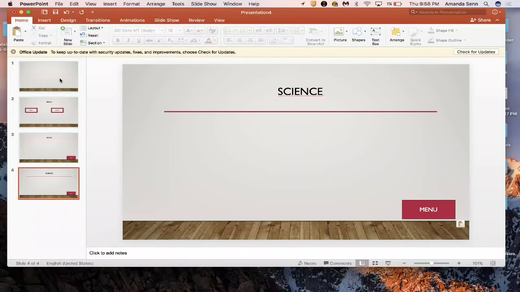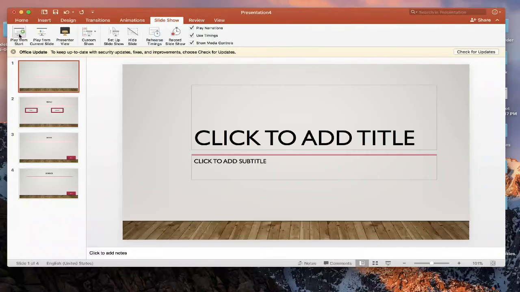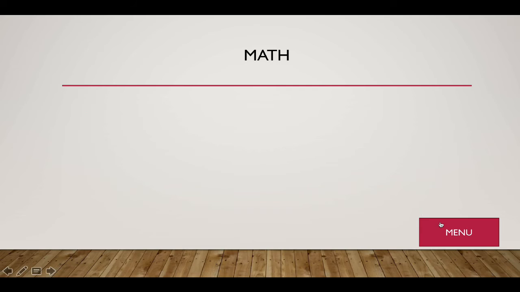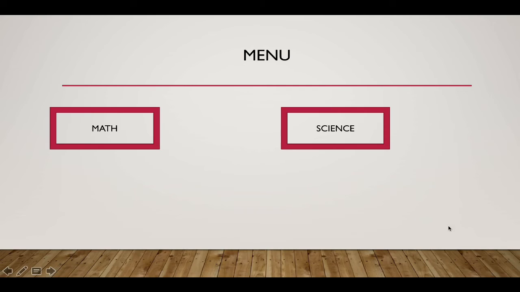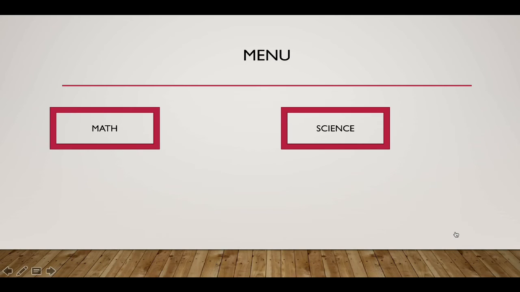So if I wanted to check out this actual slideshow, I can do slideshows from the start. And here's my first one. And there's my menu. It's going to math, back. Second button goes to science, and then back. So that's in essence just the short version of how to make buttons.